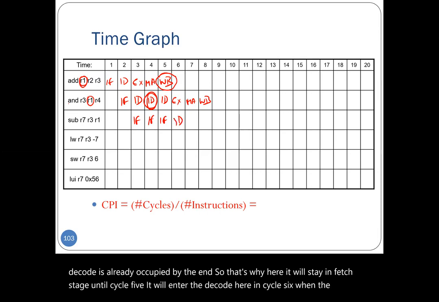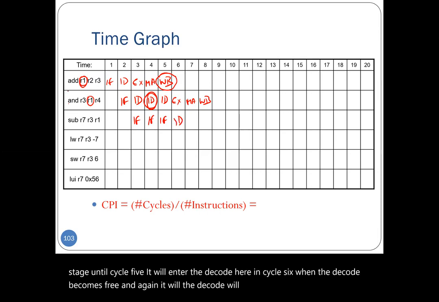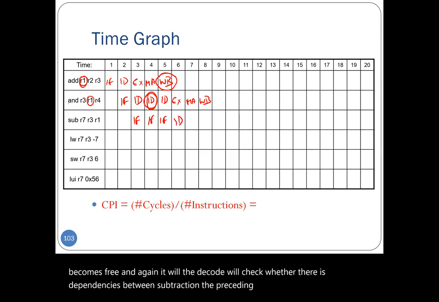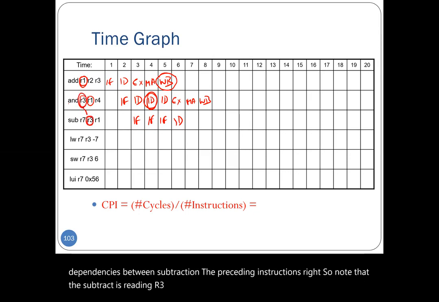And again, the decode will check whether there is a dependency between subtract and the preceding instructions, right? So note that the subtract is reading R3 and is writing into R3, right? So there is this dependency.